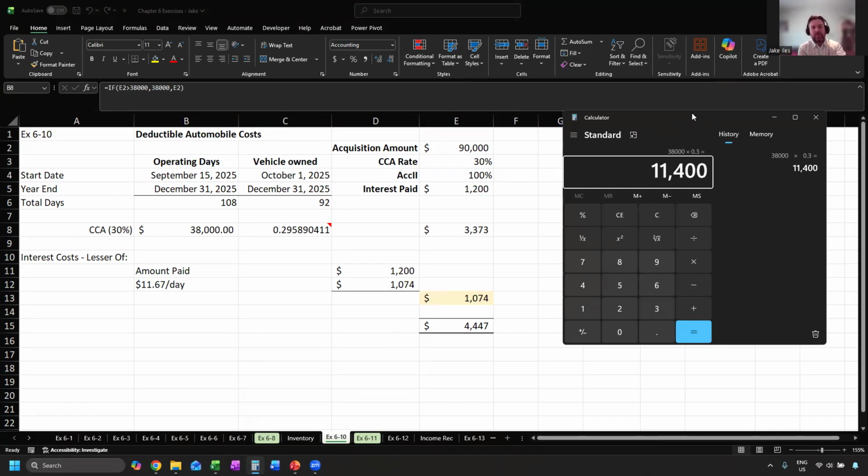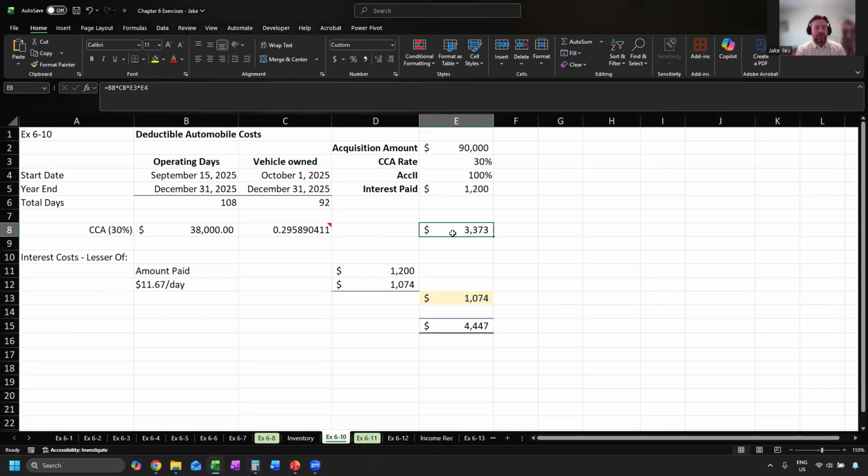So that's how much we can deduct this year for CCA, except the business started September 15th. So the business only existed for 108 days. So times 108 divided by 365. We're going to take the portion of the year that the business existed. So that 11,400 of CCA gets reduced to 3,373. There it is. So there's the CCA related to the vehicle. This relates to chapter 5, so hopefully I didn't lose anyone through that example.